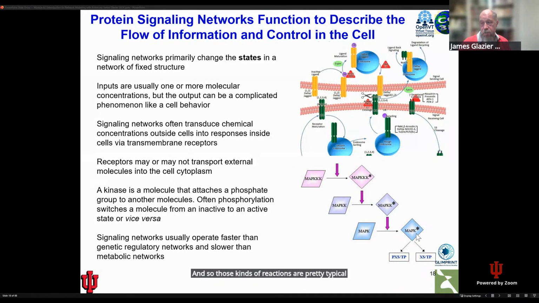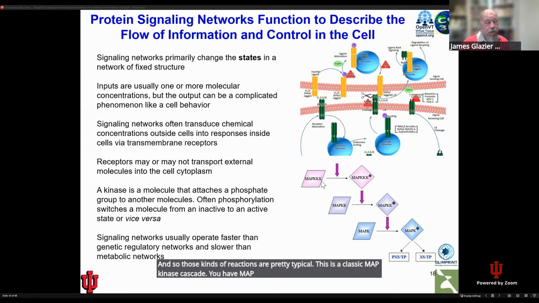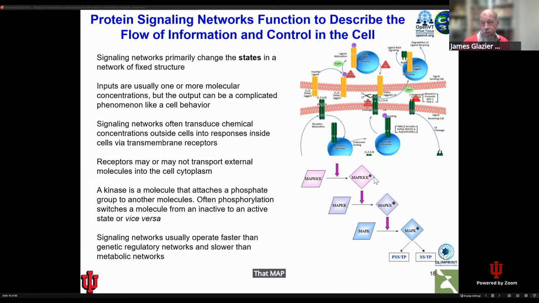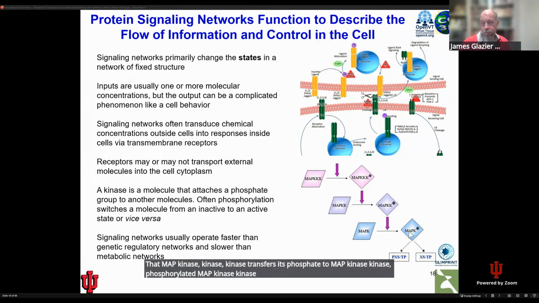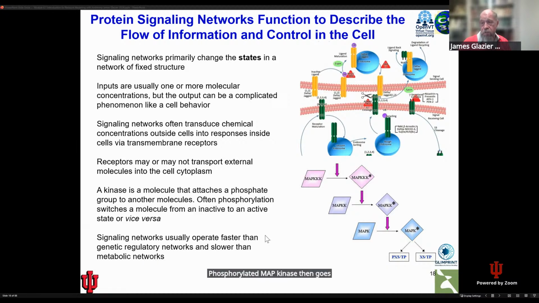This is a classic MAP kinase cascade. You have MAP kinase kinase kinase. It's phosphorylated. That's the star, means phosphorylation. That MAP kinase kinase kinase transfers its phosphate to MAP kinase kinase. Phosphorylated MAP kinase kinase transfers its phosphate to MAP kinase. Phosphorylated MAP kinase then goes on to do other things. That kind of phosphorylation cascade is quite typical in signaling.